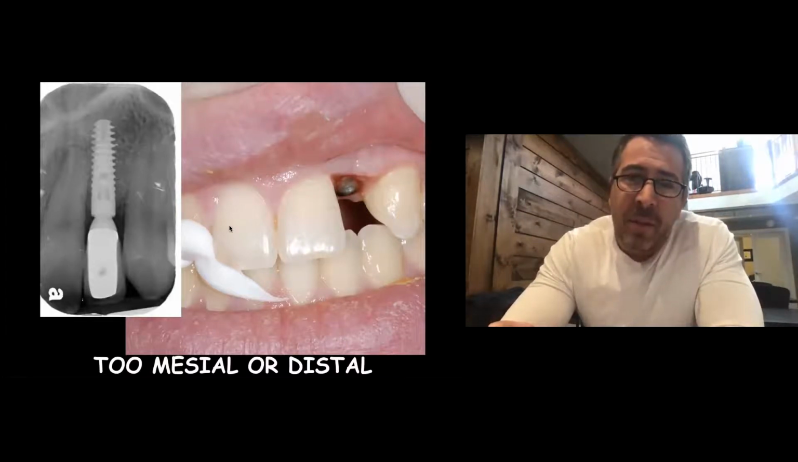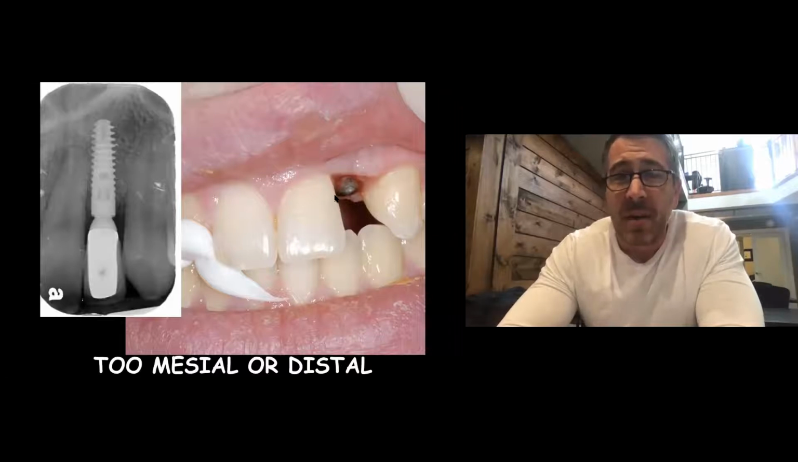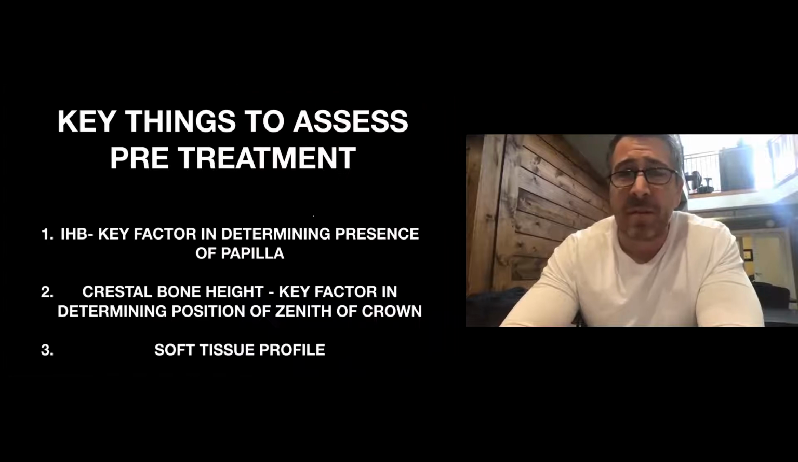Look at the papilla between the 1-1 and the 1-2, and look where the papilla is between the 2-1 and the 2-2. I killed it, and that's my fault. So that's the big consequence of placing an implant too mesial or too distal.